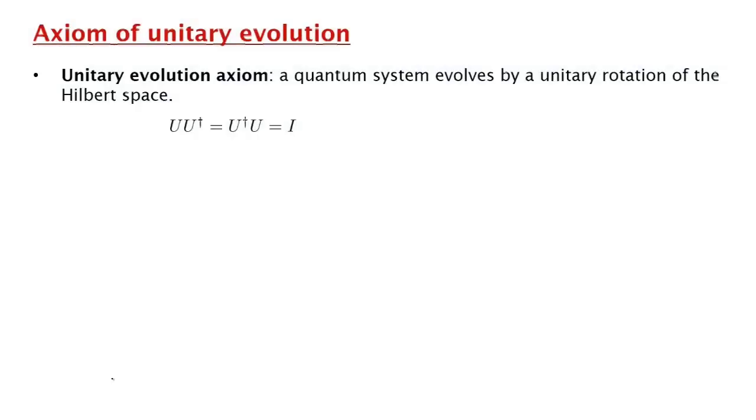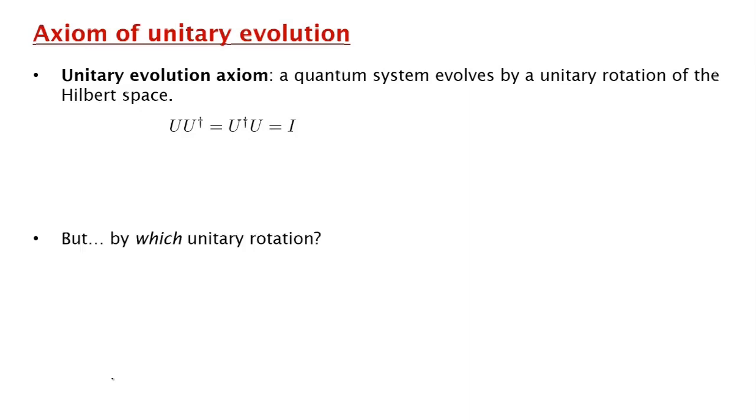Okay, so now we are going to study one of the most important equations, the Schrödinger equation. So what's Schrödinger's equation? Well, let's go back and look at one of our basic axioms of quantum mechanics, which is the axiom of unitary evolution. It says that a quantum system evolves according to some unitary rotation of the Hilbert space. So U such that U dagger U equals U U dagger equals the identity.